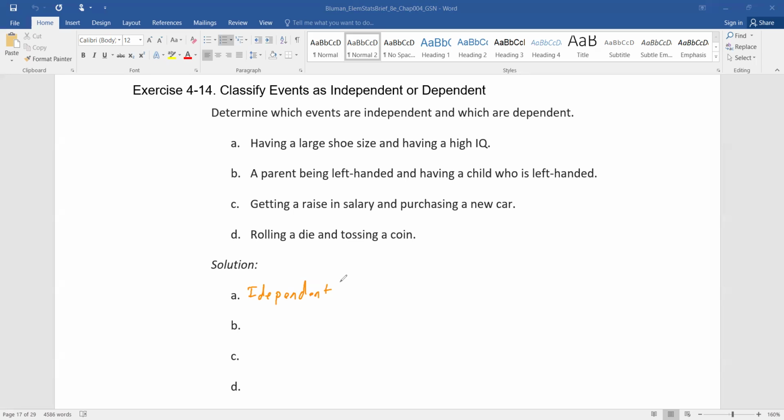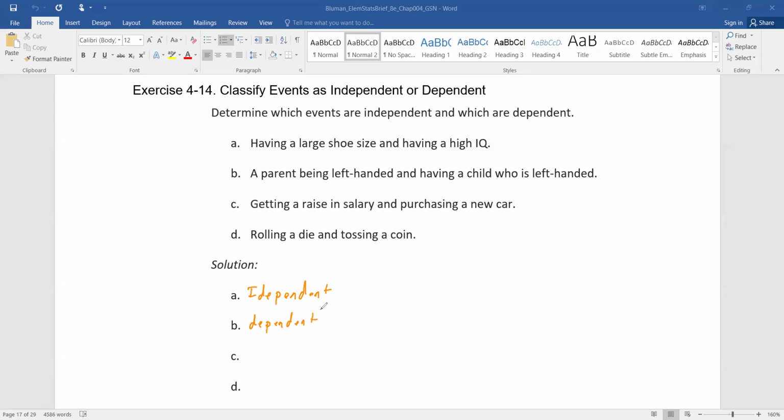Part B, a parent being left-handed and having a child who is left-handed. Well, believe it or not, that can be hereditary. So if a parent is left-handed, their child could also be left-handed. Doesn't mean they will, but they could, and a left-handed person has a higher probability of having a left-handed child than a right-handed person. So in this situation, this would be dependent.